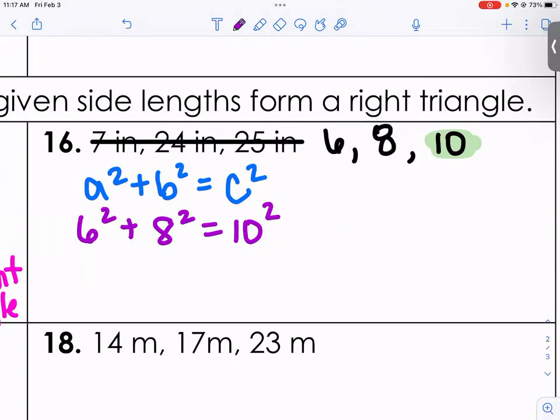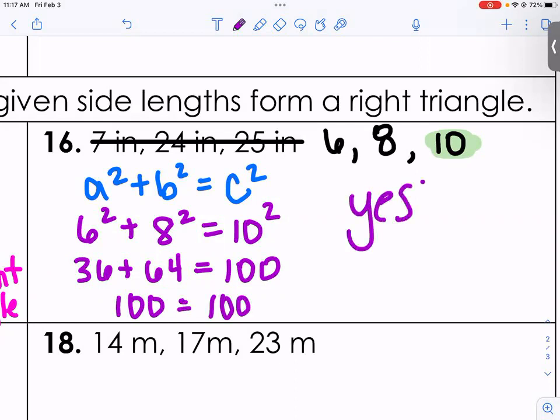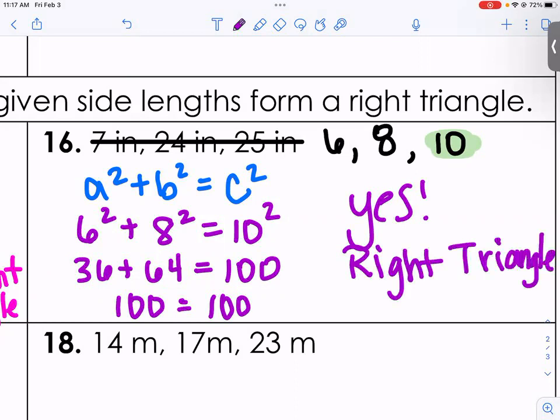Denise, 6 squared. 36. Okay. Tyler, 8 squared. 64. Everybody, 10 squared. Okay. Now, if we take 36 plus 64, we get 100. We have a right triangle.